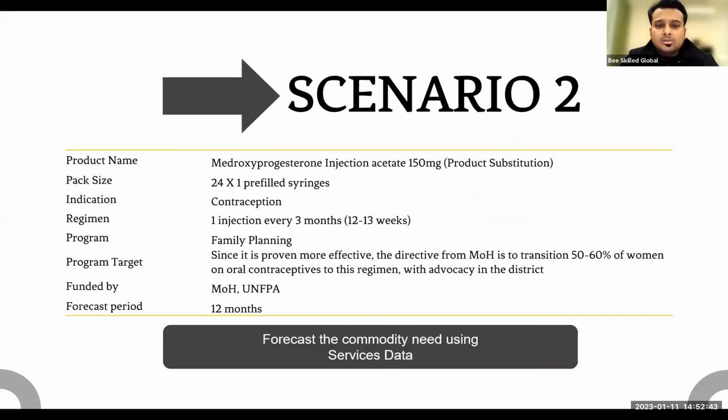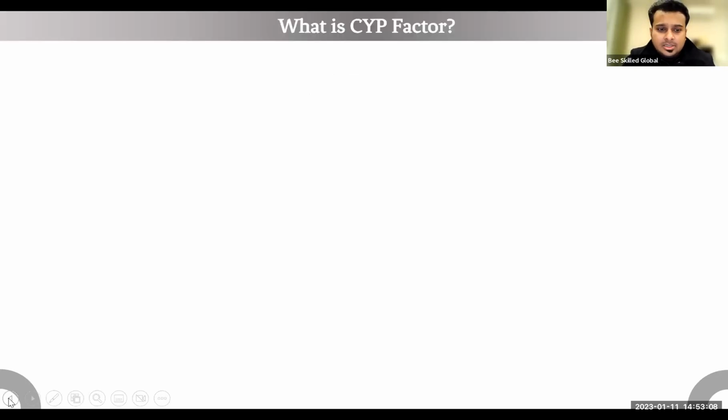Okay. So now let's go to scenario number 2. In scenario number 2, the commodity is medroxyprogesterone acetate injection, DMPA, or brand name Depo-Provera. You may also know it by that brand name. It's a contraceptive. It's an injectable contraceptive.